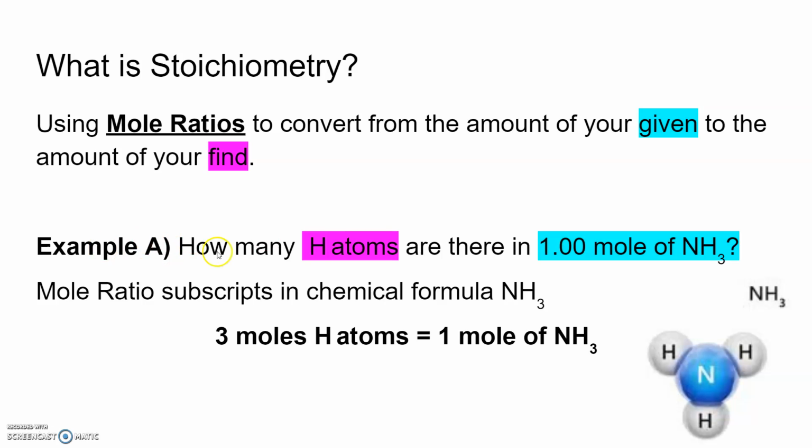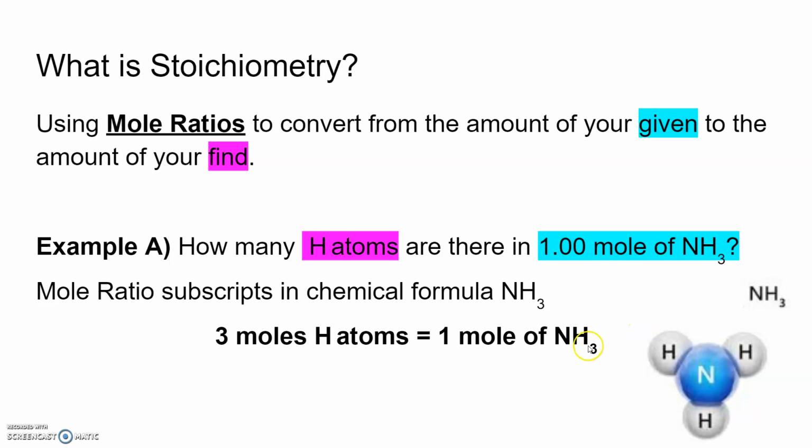So looking at example A, we're asked how many hydrogen atoms are there in 1.00 mole of NH3. In this example, we're trying to figure out the number of atoms in a molecule, in a certain amount of NH3 molecules. And so in this case, we're going to use subscripts. There's no chemical reaction here. We're focusing on one molecule and the atoms within that molecule.